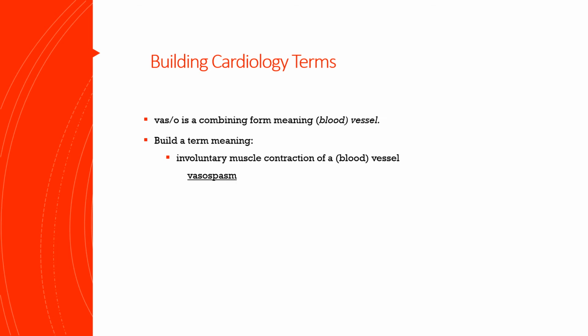Vaso is a combining form that means blood vessel. To build a term that means involuntary muscle contraction of a blood vessel would be vasospasm. Vasculo is another combining form that means blood vessel. To build a term that means pertaining to the heart and blood vessels would be cardiovascular.